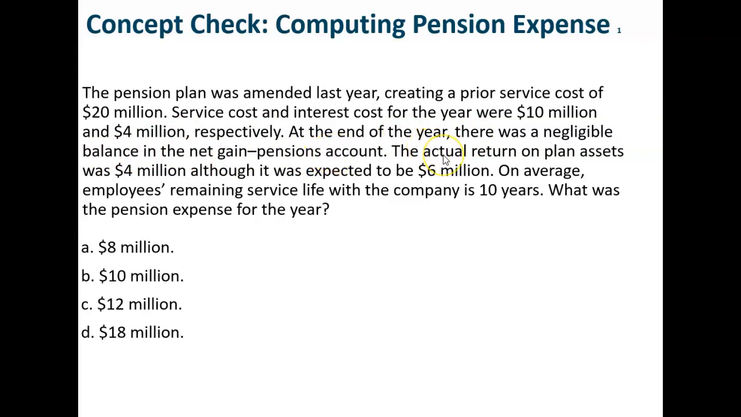The actual return on plan assets was $4 million, although it was expected to be $6 million. On average, employees' remaining service life with the company is 10 years. What is the pension expense for the year? Is it $8 million? Is it $10 million? Is it $12 million? Or is it $18 million?